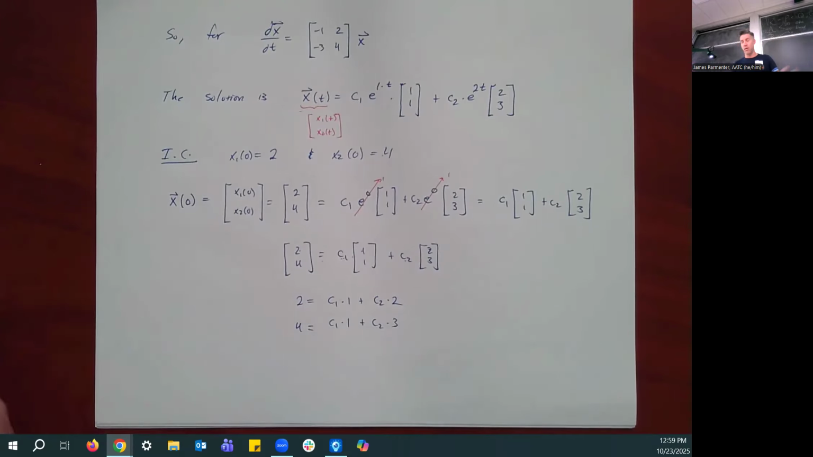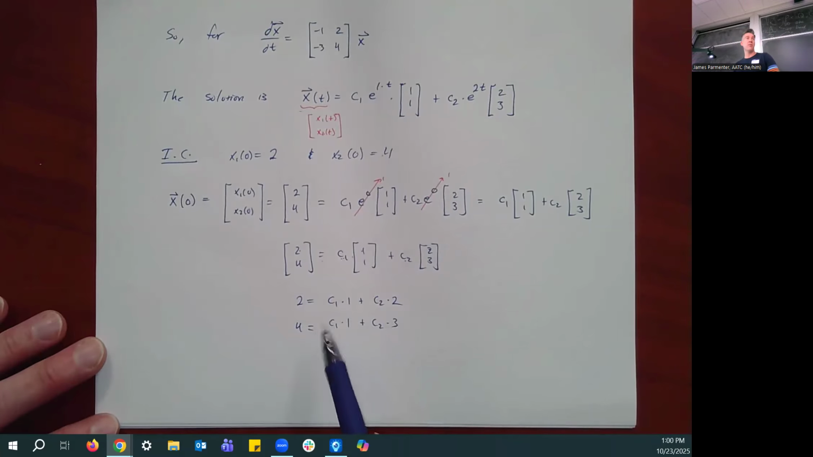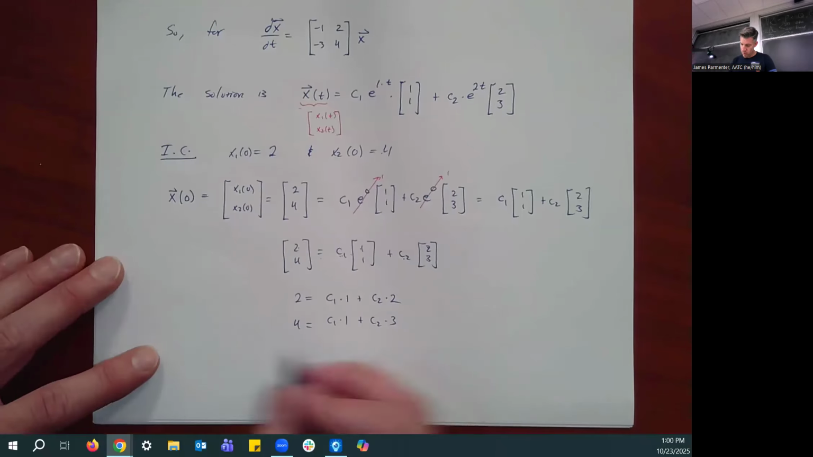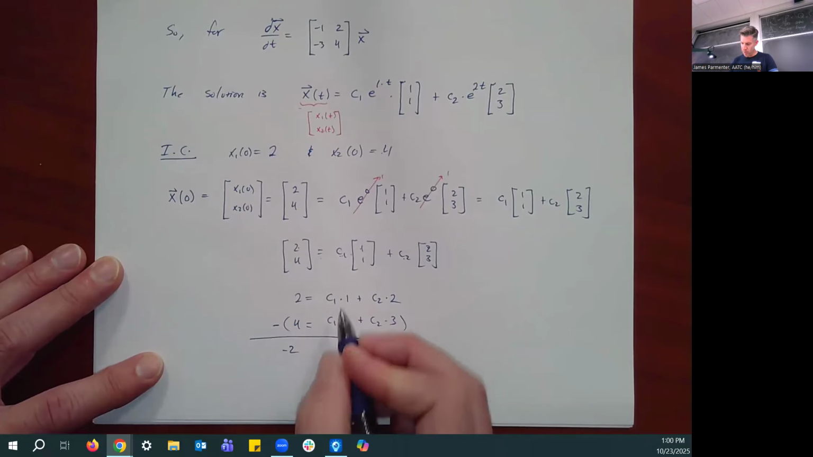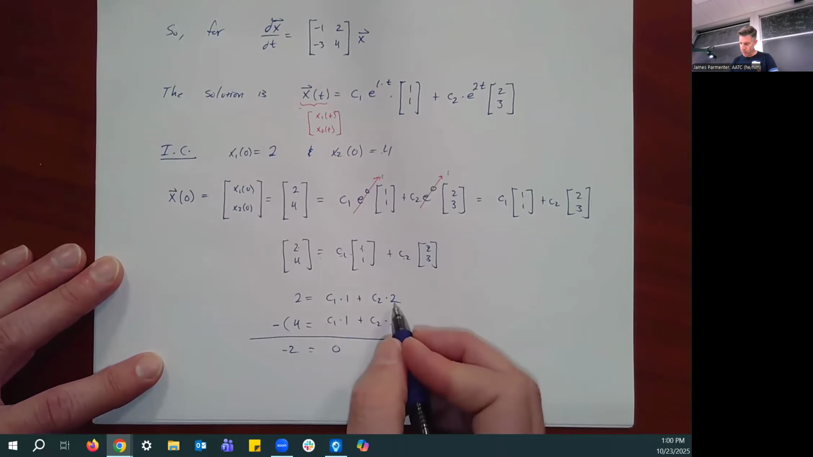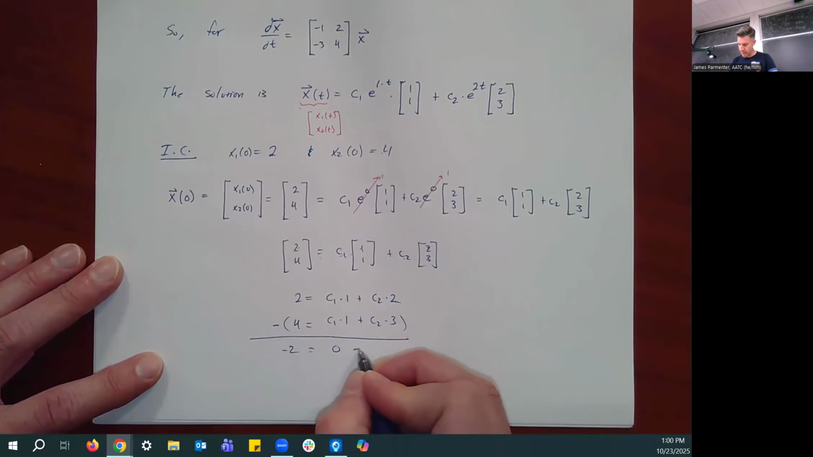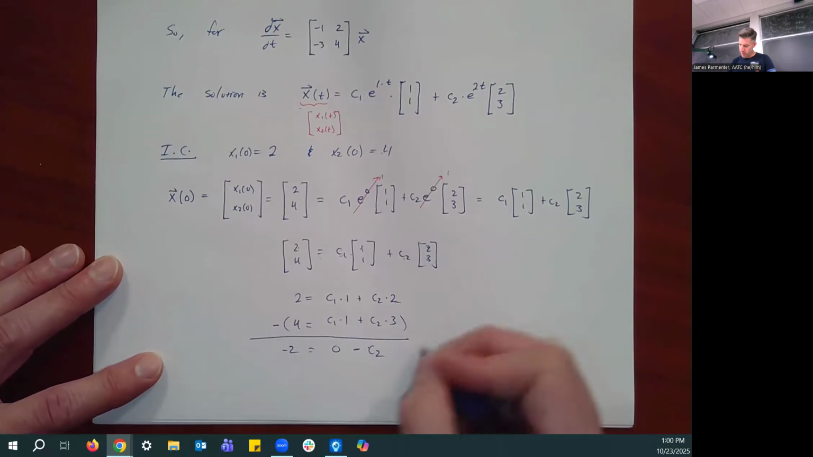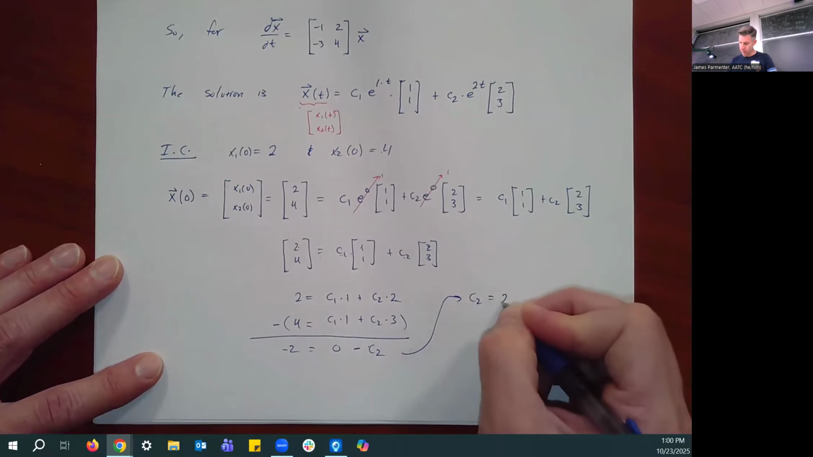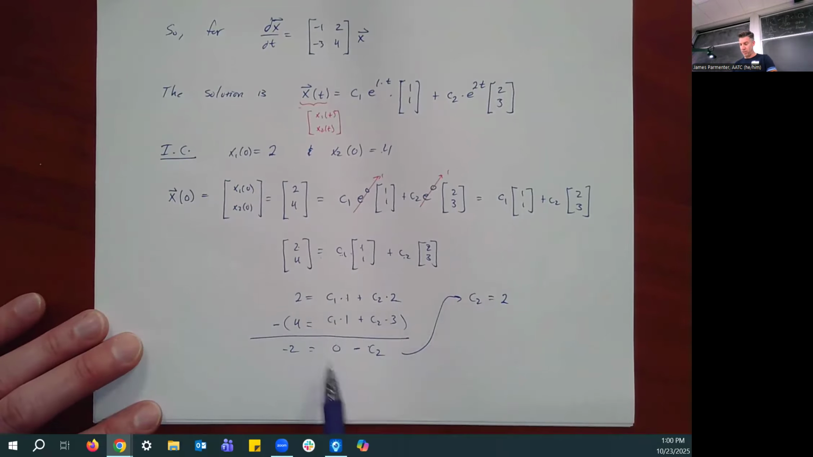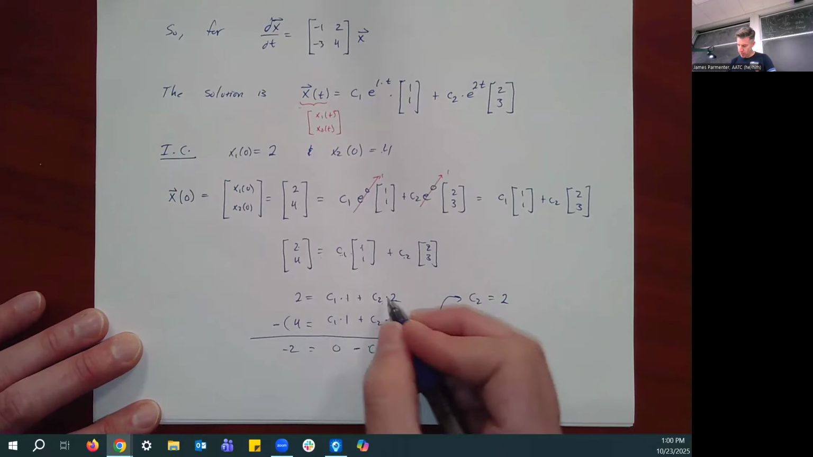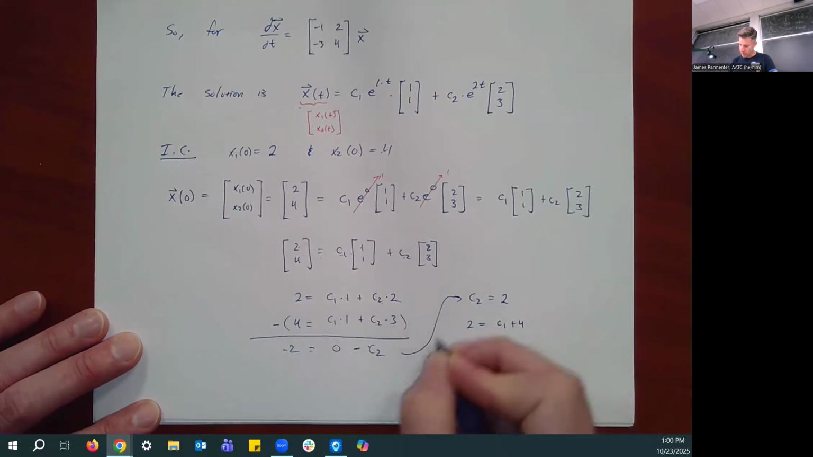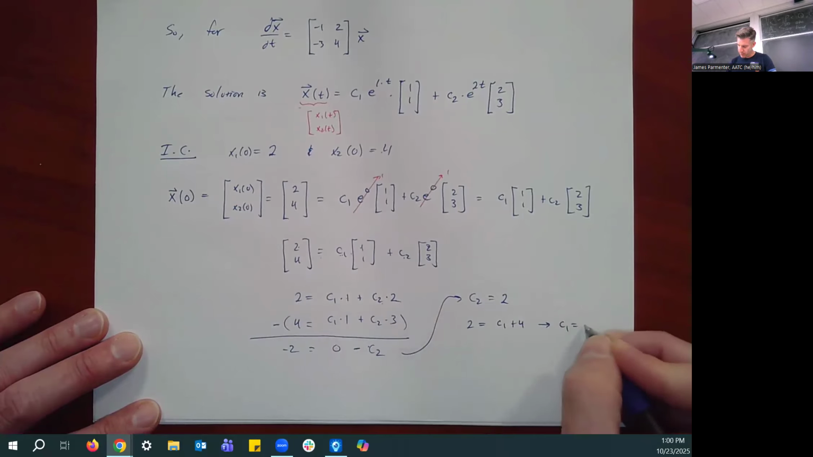I happen to notice here that C1 in each equation has the same coefficient. So if we subtract the second equation from the first equation, we get 2 minus 4 is negative 2. C1 minus C1 is 0. 2C2 minus 3C2 is negative C2. And then we're going to get C2 equal to positive 2. And then plug that back into either one of these equations. If C2 is 2, then 2 is equal to C1 plus 4. And subtracting 4, we get C1 equal to negative 2.